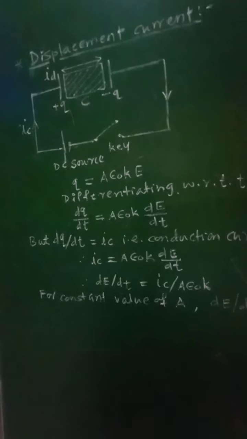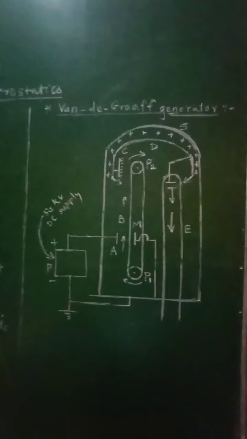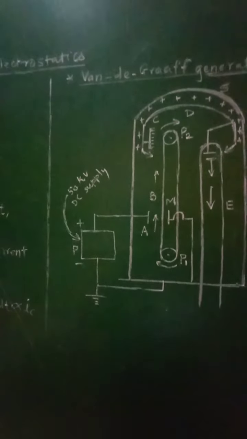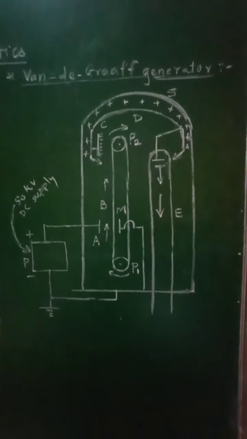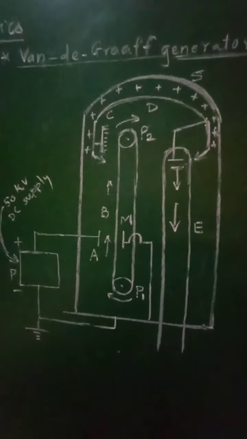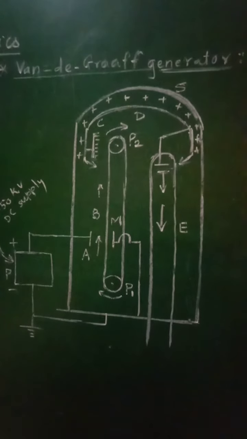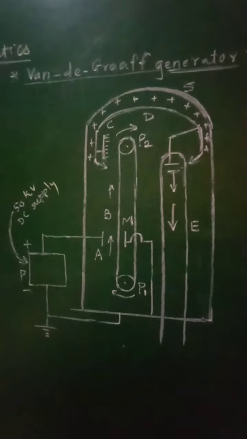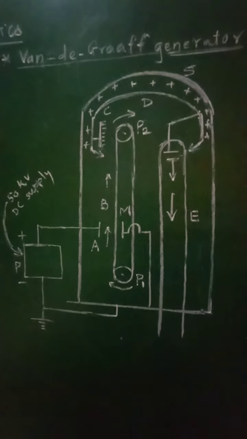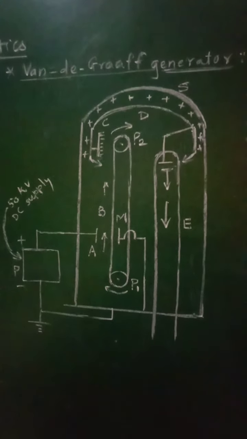Now let us see the next point, that is the Van de Graaff generator. The circuit diagram for this Van de Graaff generator is as shown. It is used to develop very high potential of the order of 10 raised to 7 volts.